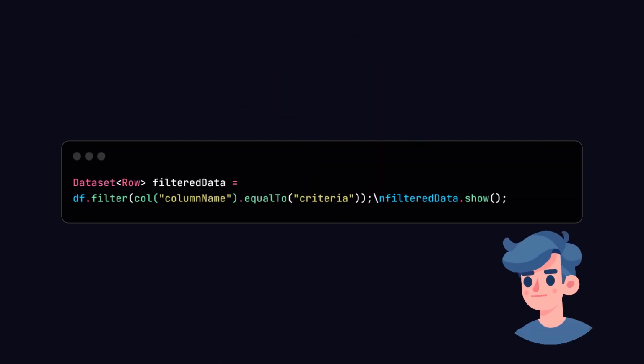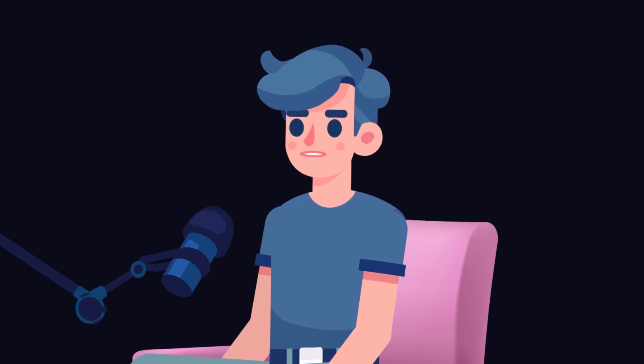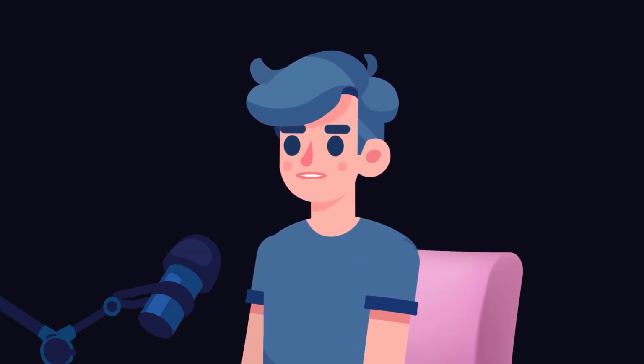Now that we have read data into our application, let's perform some basic transformations. For example, we can filter the data based on certain criteria. In our main method, after reading the CSV, add the following code. This code filters the DataFrame to only include rows where column name matches criteria. Remember to replace column name and criteria with actual column names and filter criteria relevant to your dataset.